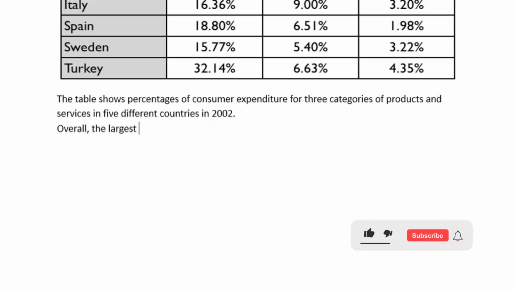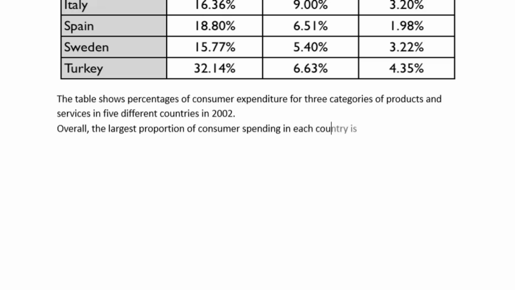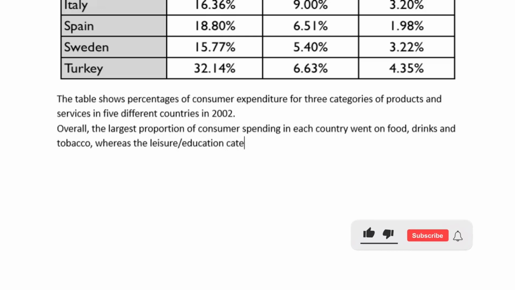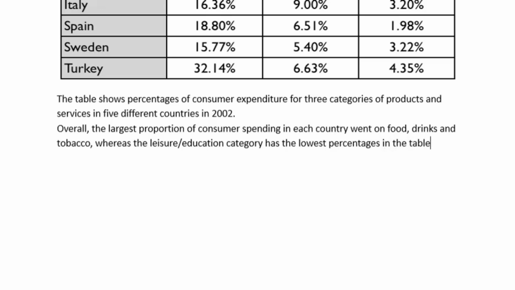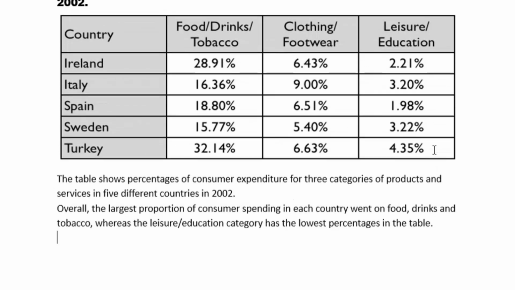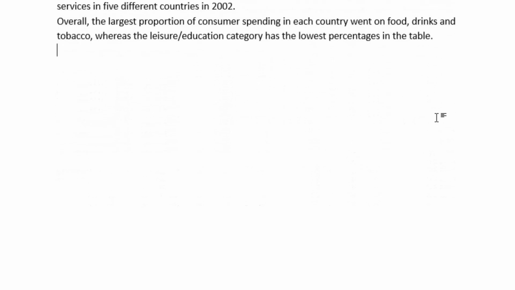Overall, the largest proportion of consumer spending in each country went on food, drinks, and tobacco, whereas the leisure and education category has the lowest percentages in the table. Okay, that's it. We have this overall here, where we give an overall view for this table, and now we're gonna start with the bodies. So let's get started.